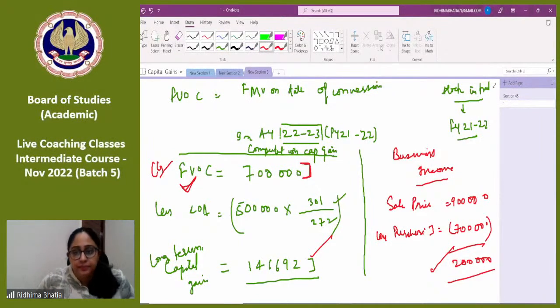Is it clear? Siddhartha, now is it clear? Purchase price is equal to the fair market value, which is on the date of acquisition, the date of conversion.